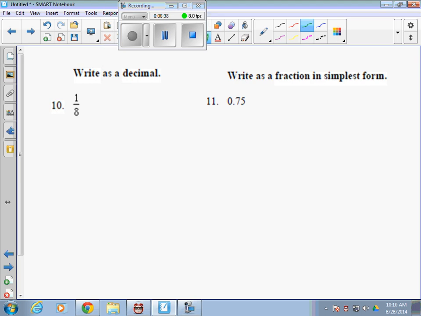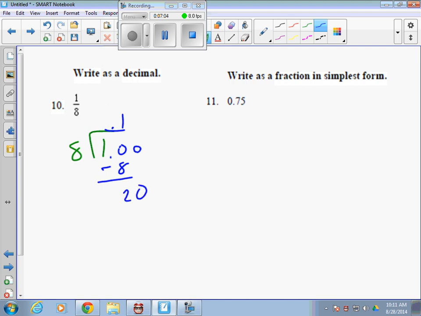Write it as a decimal. 1 over 8. That means 1 divided by 8. Well, 8 doesn't go into 1, so you've got to add a 0. So we want to see how many times 8 goes into the number 10. It goes into it once. 1 times 8 is going to be 8. So 10 minus 8 is going to be 2. We'll bring down another 0.